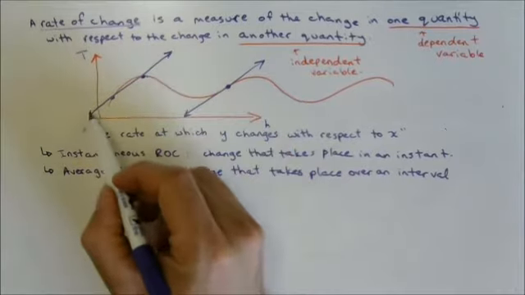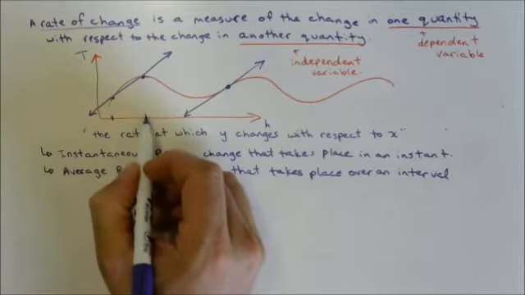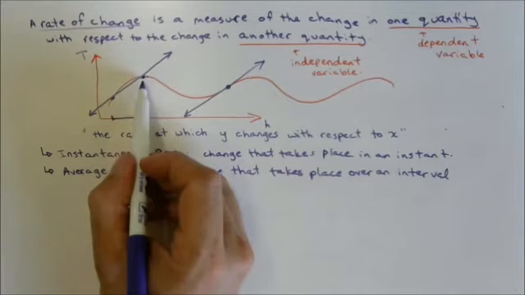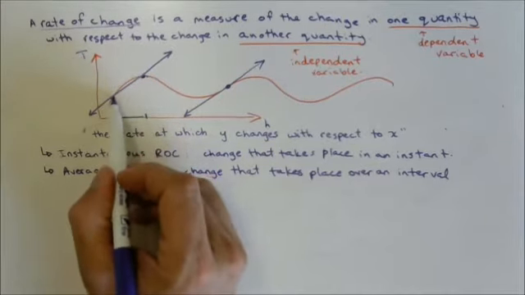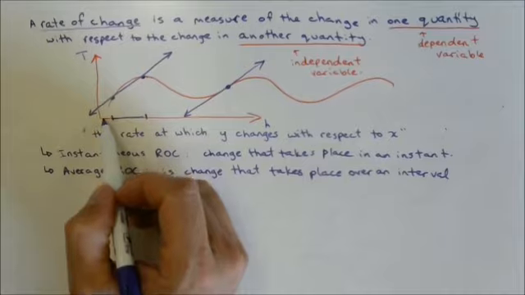Okay? So here, if we were to consider that secant line, we would be getting the average rate of change in that interval. Well, what happens if we make this interval smaller and smaller and smaller by bringing point 2 closer to point A? Well, we get closer and closer and closer to the instantaneous rate of change at point A. Does that make sense?